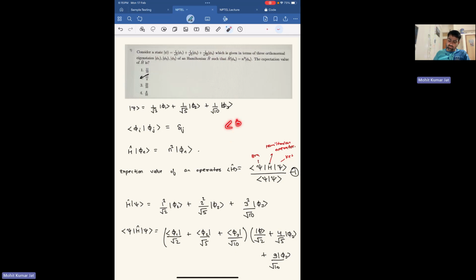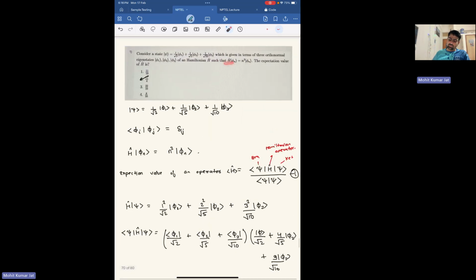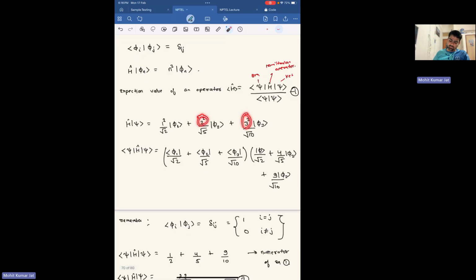That means that psi1 will be 1, psi2 will be 1, and similarly psi3, but psi1 and psi2 will be 0. That's what it means. And the Hamiltonian is given, which gives that if it gets operated on the wave function phi n, it gives n square times phi n. So if it gets operated on phi 1, it will give 1 square. If it gets operated on phi 2, it will give 2 square. If it gets operated on phi 3, it will give 3 square. That's what happens here, these terms.